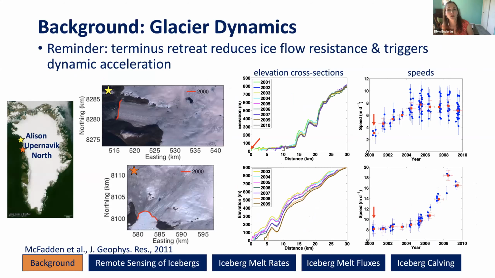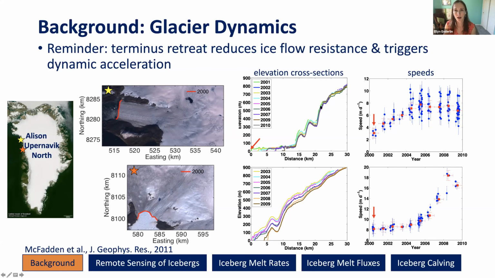And to show you a little bit more of what this looked like, this is showing some glaciers that I looked at for my master's. My maiden name is McFadden, so this is from a paper I put out for my master's degree. These are two glaciers in northwest Greenland, and here are some Landsat images of those glaciers from 2000. And I have delineated where the glacier terminus was for those two.